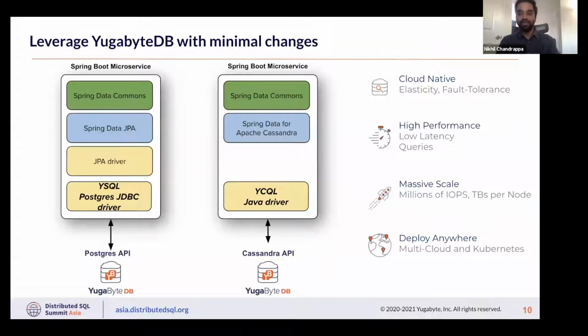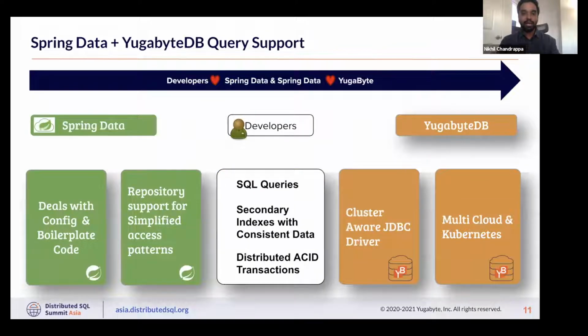And also we have the CQL driver or the CQL API, where we work with Spring Data Cassandra to support some of the access patterns for using Yugabyte DB. So these are the two main Spring Data projects that Yugabyte DB is compatible with, and we have very first class support for Yugabyte DB with Spring.